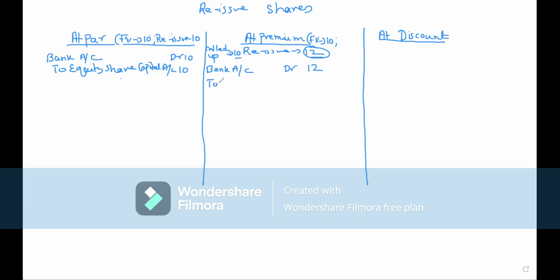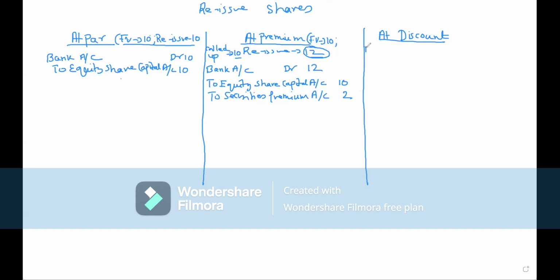To equity share capital account, 10 rupees. To securities premium account, 2 rupees. 12 rupees is the reissued price, and you are reissuing them at rupees 2 premium. So premium will always be credited. This is the journal: bank account debit to equity share capital account, to securities premium account. And the next one.